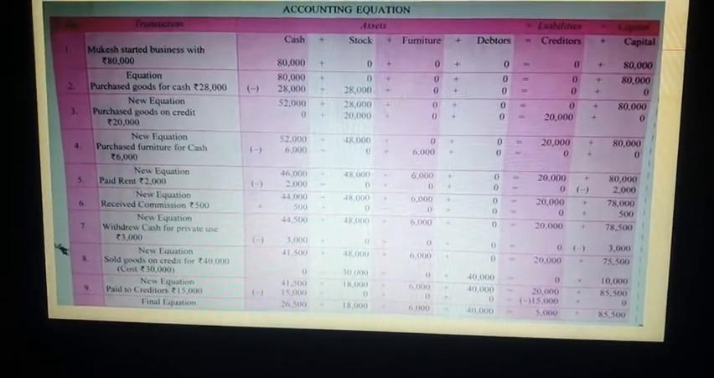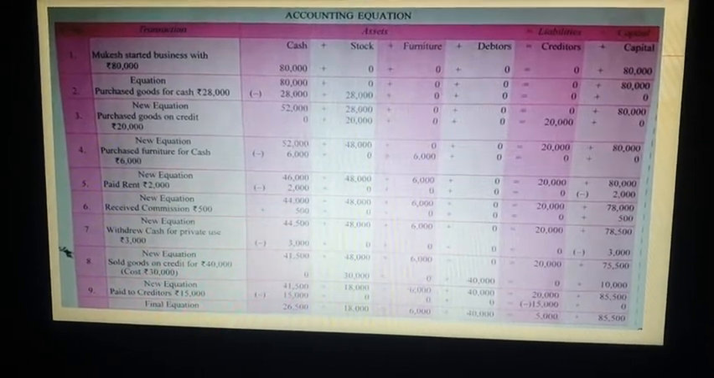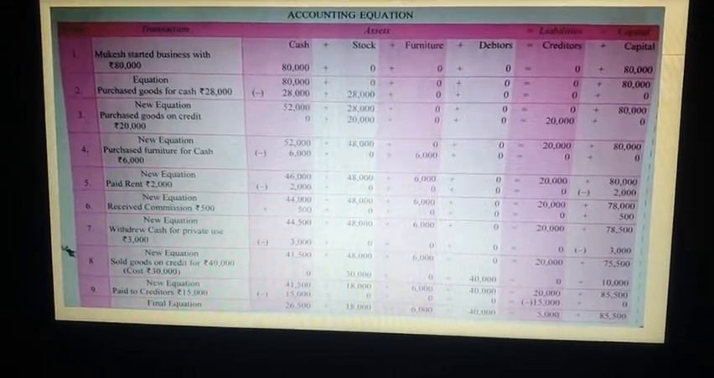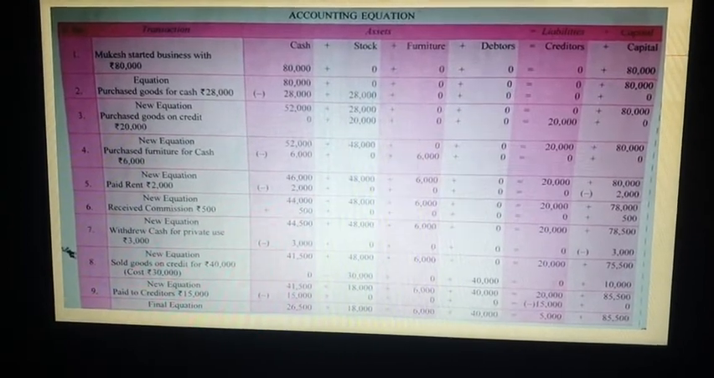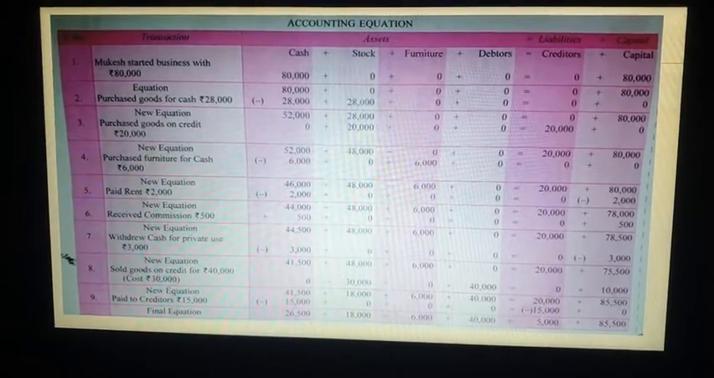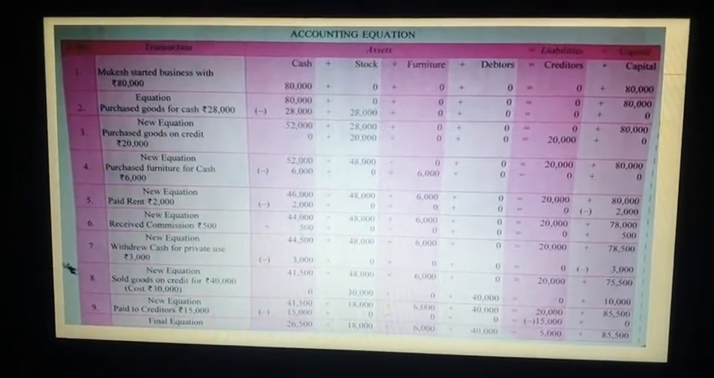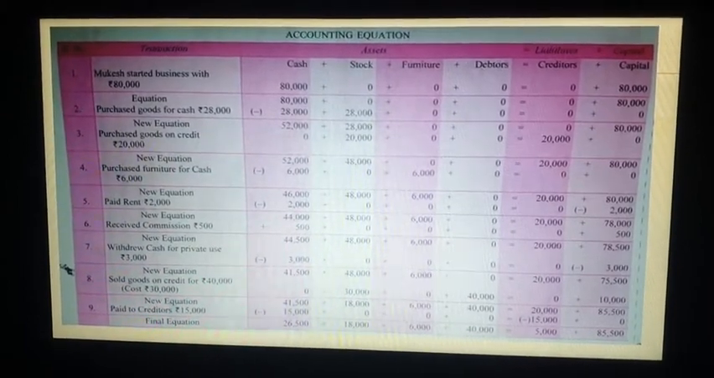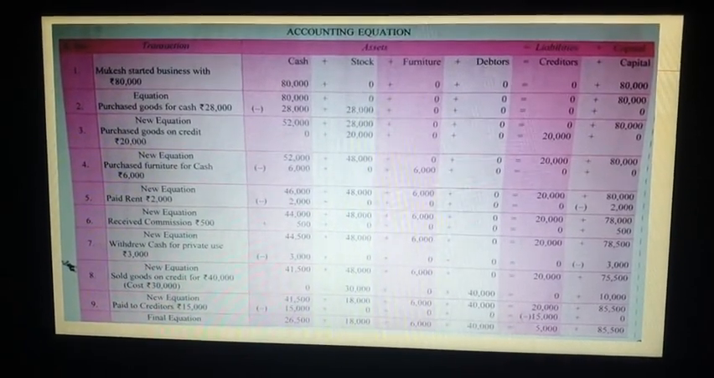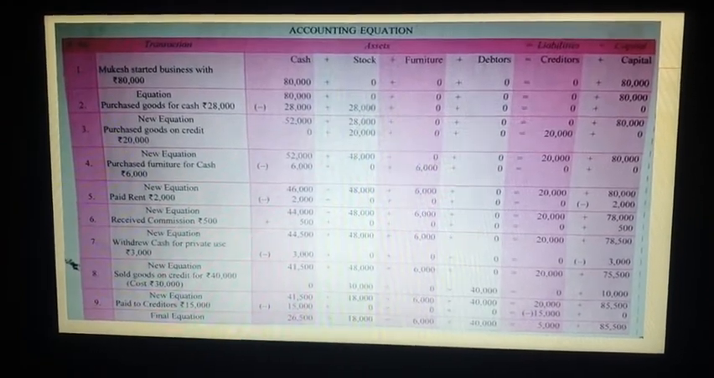So what you have to do here is show the asset, and in the case of assets, which asset is affected by that particular transaction. Same for liability, which liability is affected by the particular transaction, and what is the impact on the capital. So let me go back to the question part, and we will see the impact of each transaction on the accounting equation.